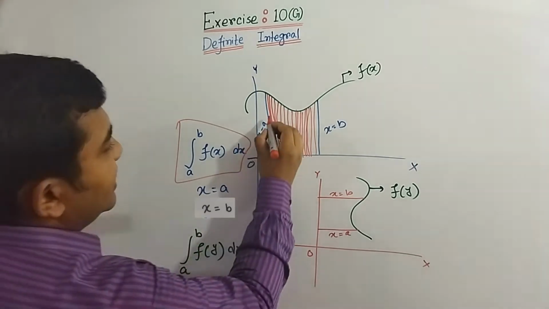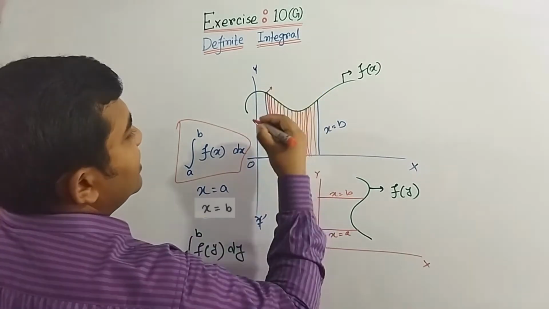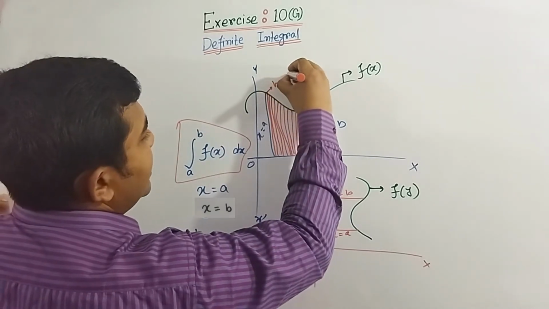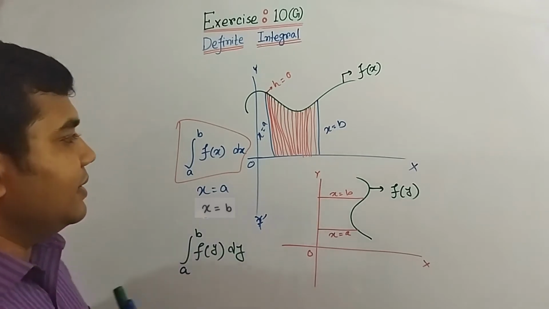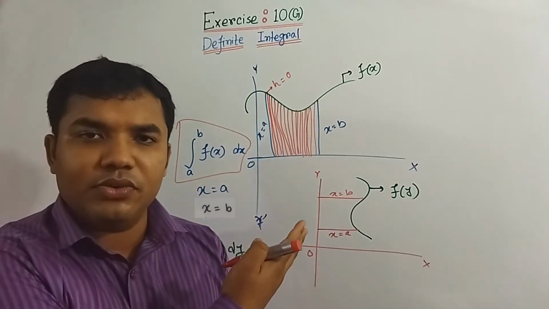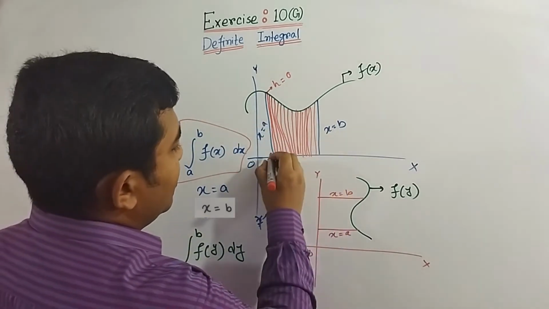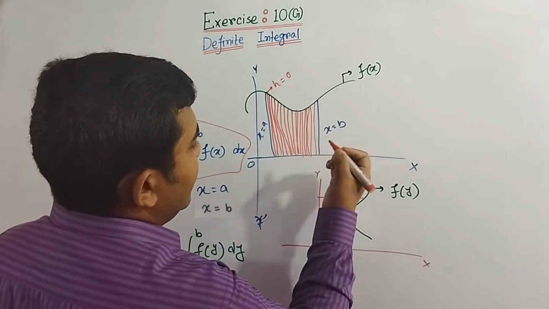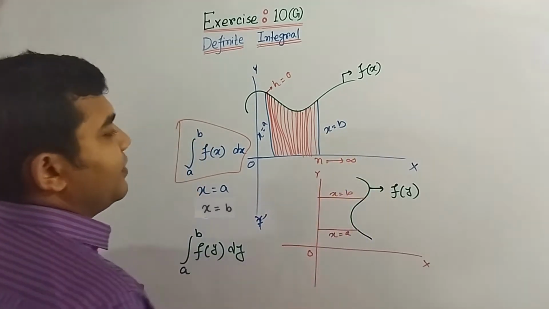That means the distance between the lines, if we call the distance h, it actually tends to 0. And the number of lines here, maybe we have used 10, 20 or 30 lines, but the lines must be infinite. So how many lines are there? The number of lines, that is n lines, actually tends to infinity.